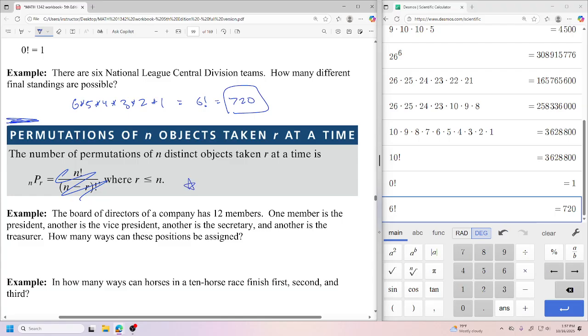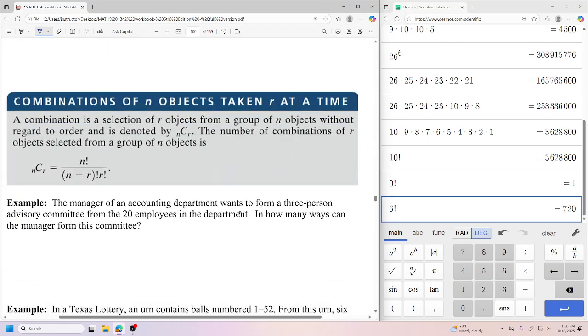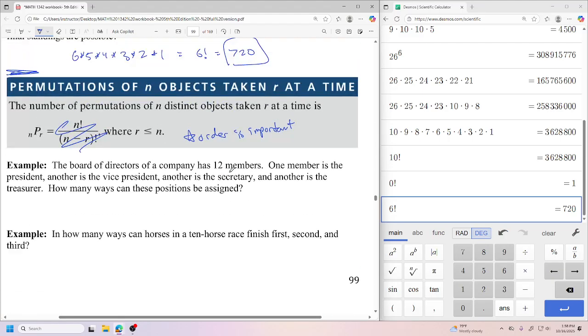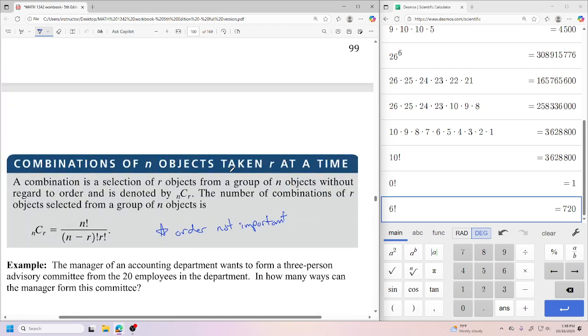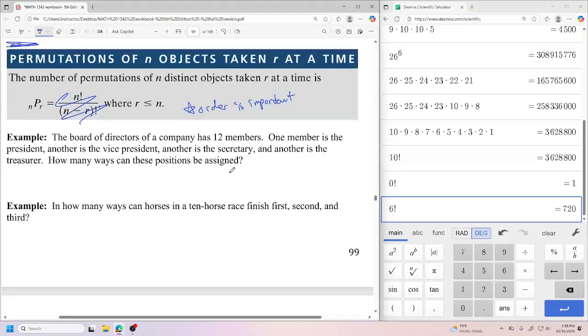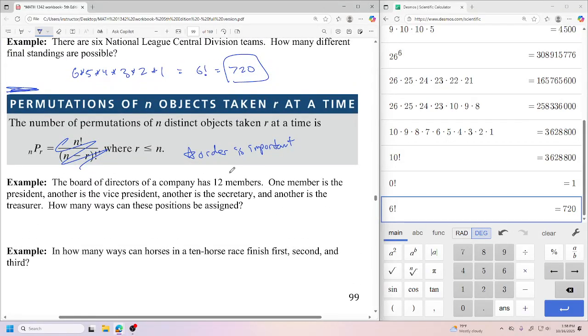When you have a permutation, it is when order is important, okay? And I'm going to turn the page immediately. So that's order is important. Right here's combinations. This is when order is not important. So order is important versus order is not important. Okay, so those are the two contrasting things here between permutation and combination.